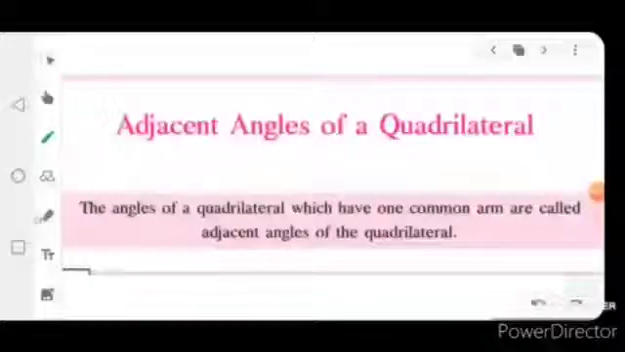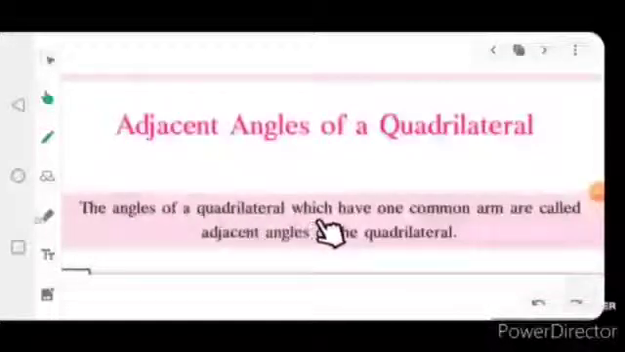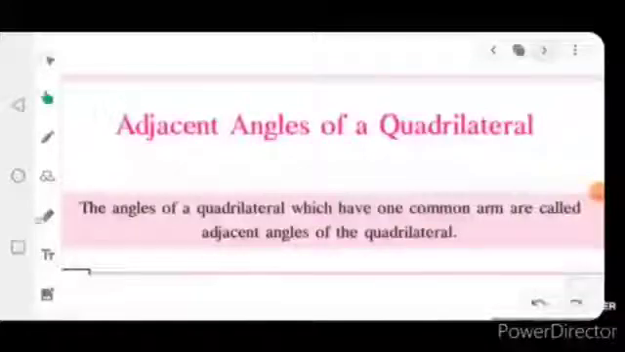So there are two types of angles of a quadrilateral, that is adjacent angles and opposite angles. The angles of a quadrilateral which have one common arm are called adjacent angles of a quadrilateral. Means the two angles which have one arm common. So these two angles are known as adjacent angles of a quadrilateral. So let's see with the help of an example.